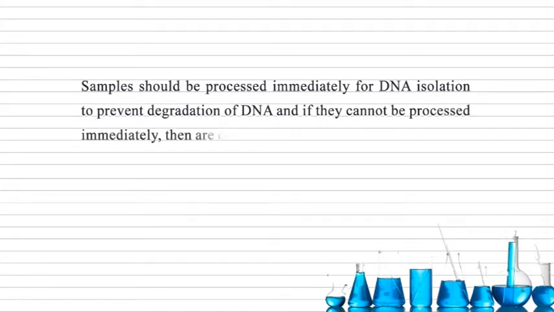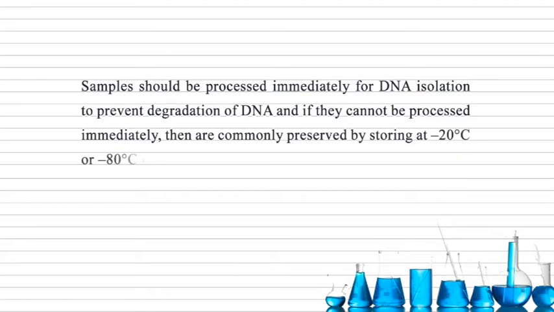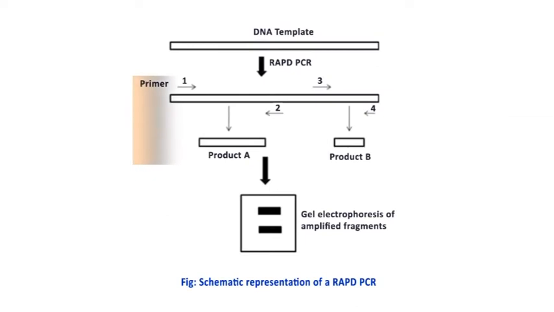Samples should be processed immediately for DNA isolation to prevent degradation of DNA, and if they cannot be processed immediately, then they are commonly preserved by storing at minus 20 degrees Celsius or minus 80 degrees Celsius, or by quick drying in silica gel. The next step is the PCR amplification of the isolated DNA using random oligonucleotide primers.